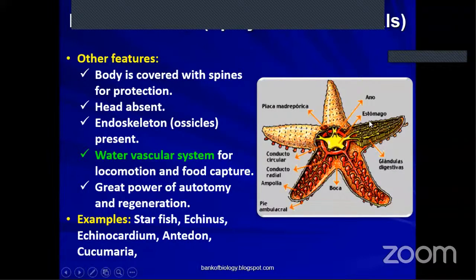For example, an old part or a damaged part will be taken off, and new parts will be grown, in echinoderms. Examples: starfish, Echinus, Echinocardium, and Antedon. So these examples are also important. So please take a note of it.